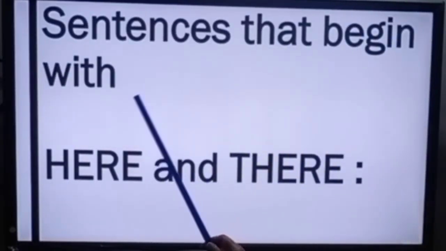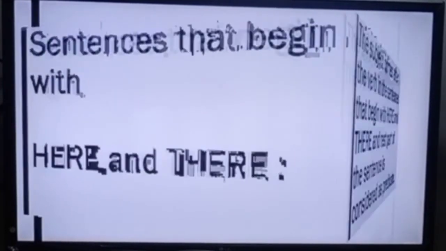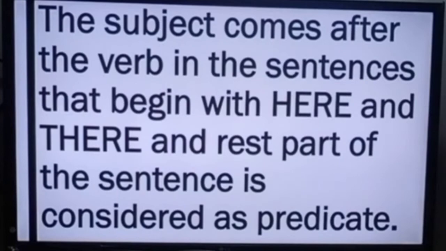Sentences that begin with here and there. The subject comes after the verb in the sentences that begin with here and there, and the rest of the sentence is considered as predicate. Now see how.